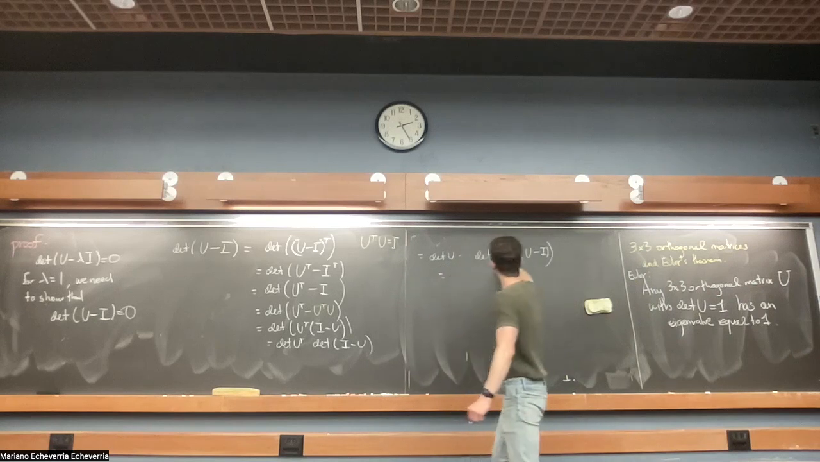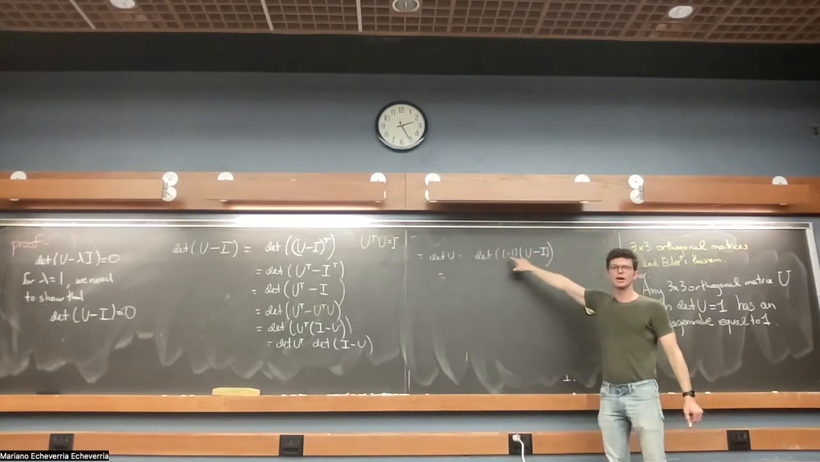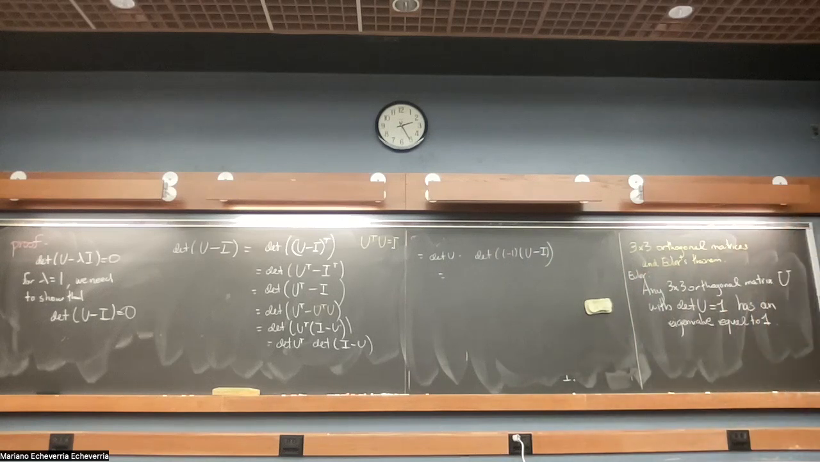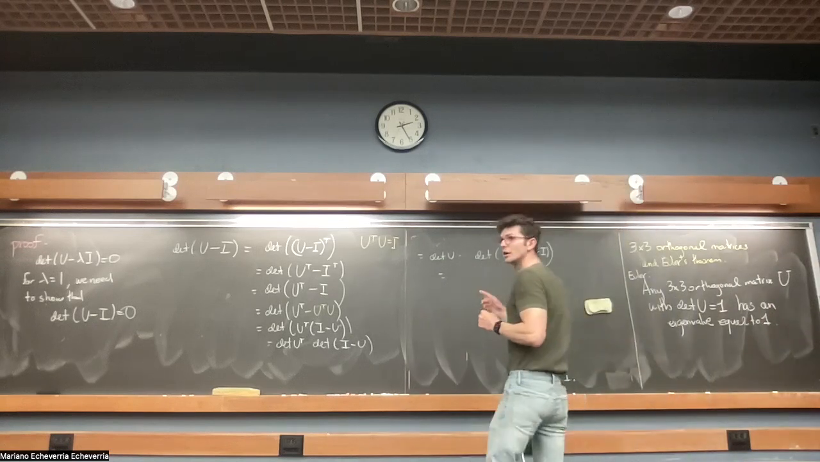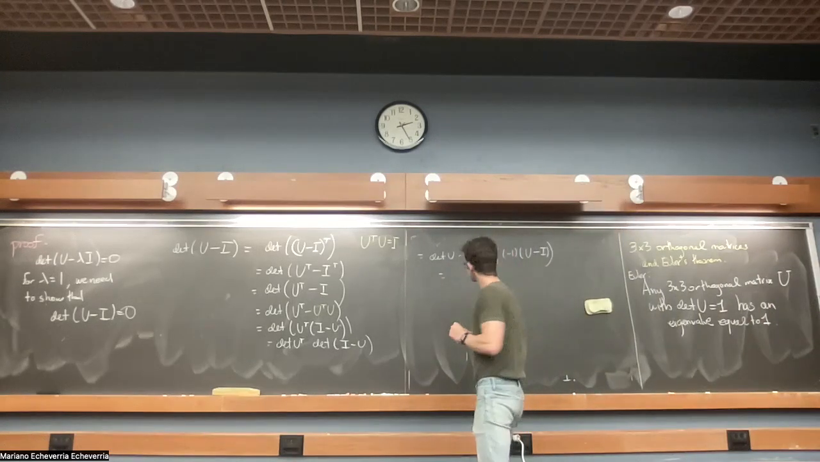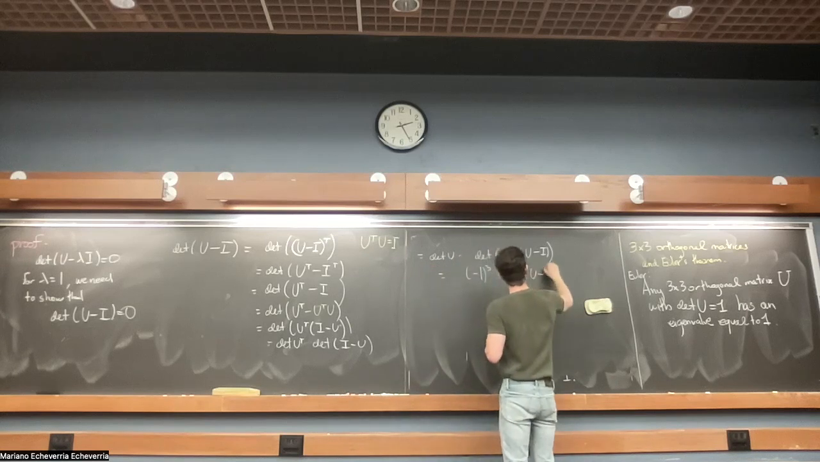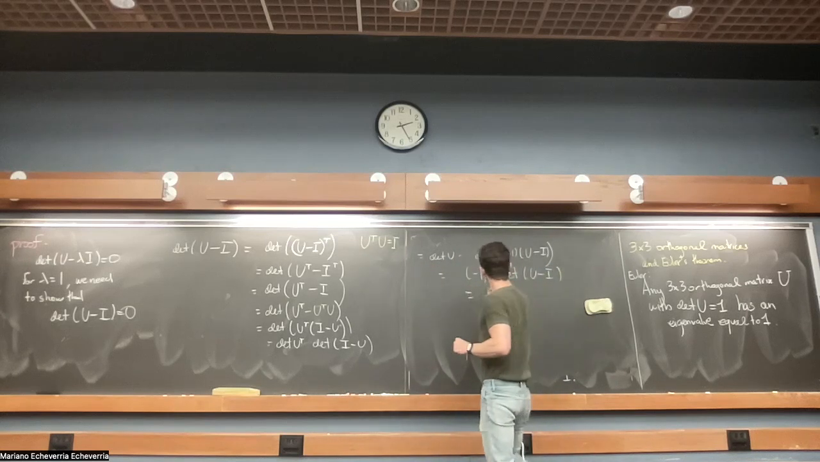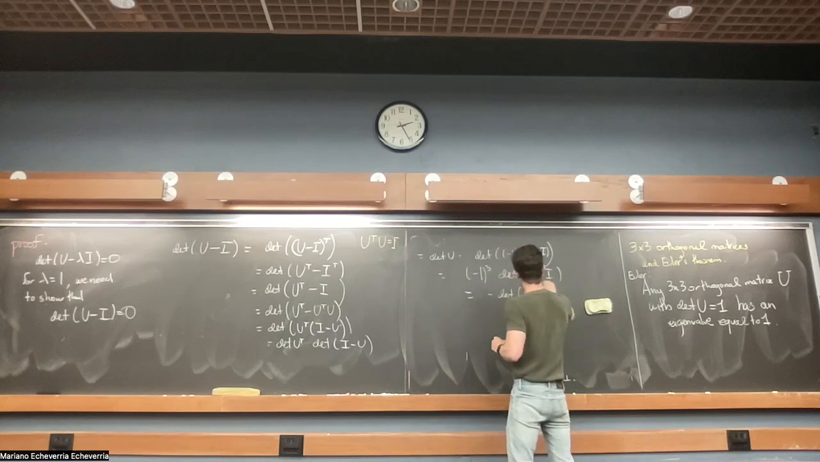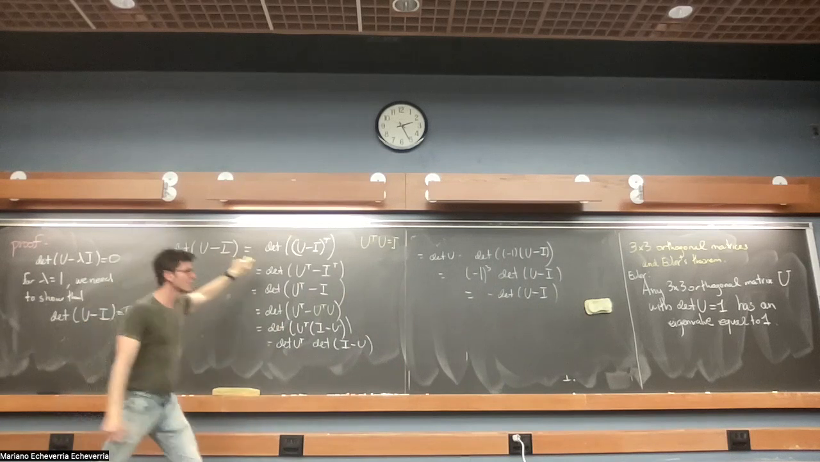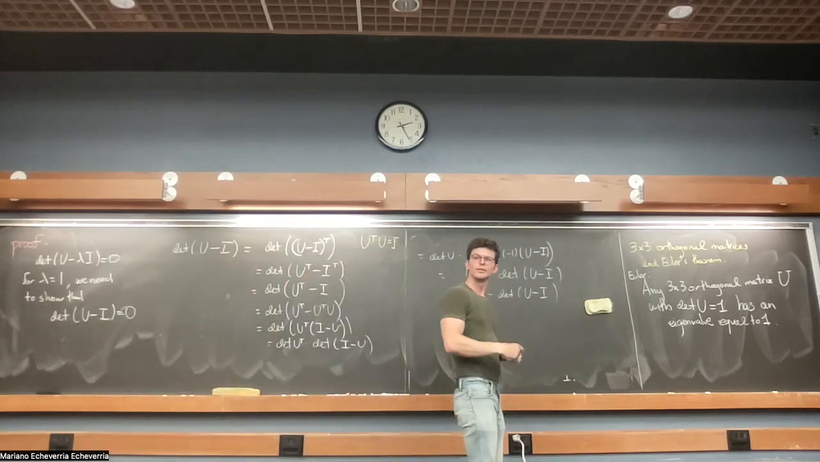And midterm 2 question: how do you pull a constant out of the determinant? It's -1 to the third, right, because this is a 3 by 3 matrix. So this gives you minus the determinant of U minus I. So what have you found? That the determinant of U minus I equals minus the determinant of U minus I.